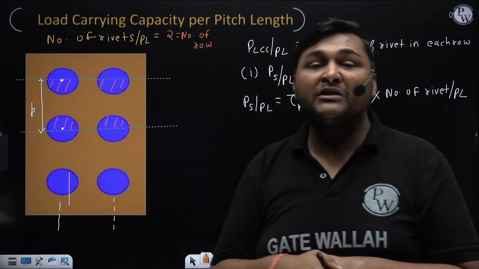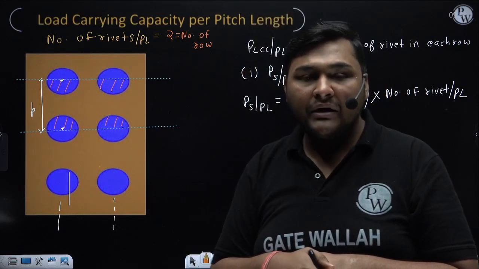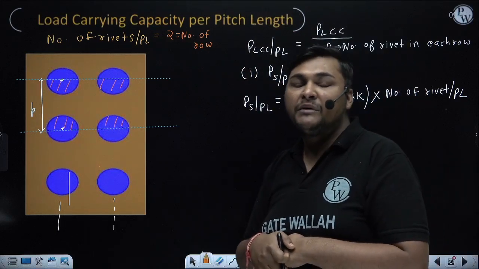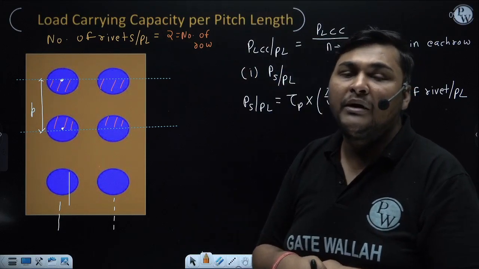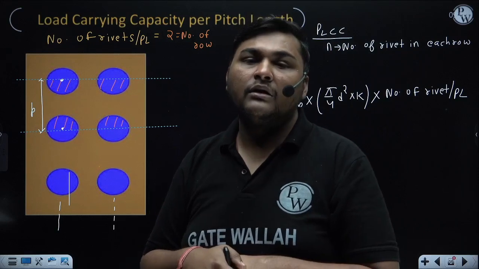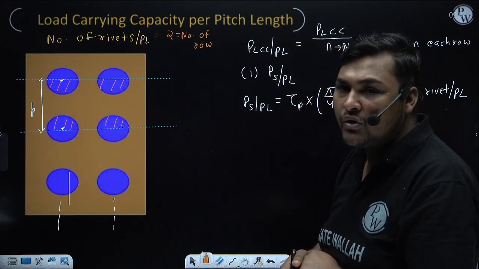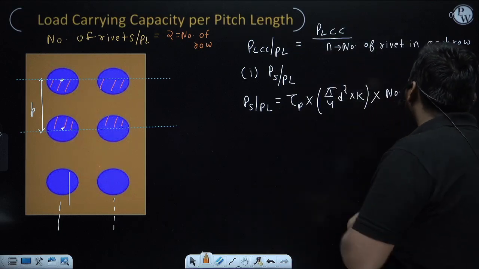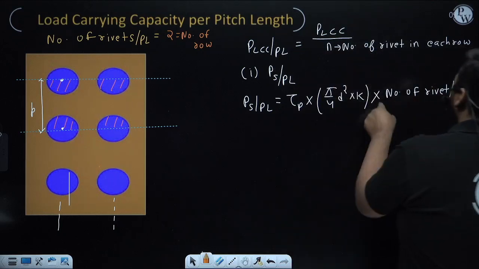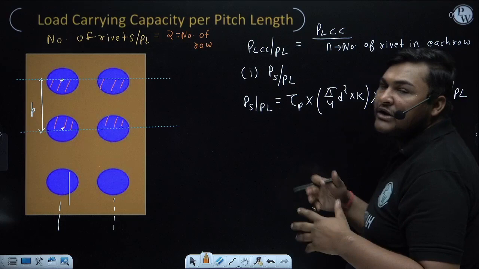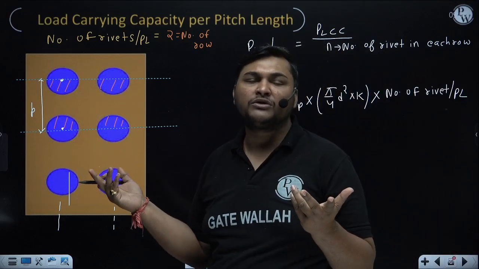If it is single row, the number of rivets per pitch length will be 1. If it is triple row, it will be 3, when the number of rivets in each row is the same. Generally this question will come when the number of rivets in each row is the same. I am not writing 2 here, because in the actual question, a triple row riveted joint can also come.